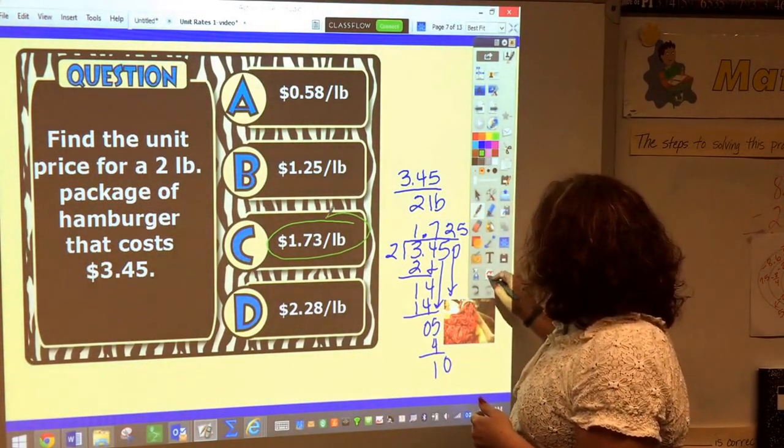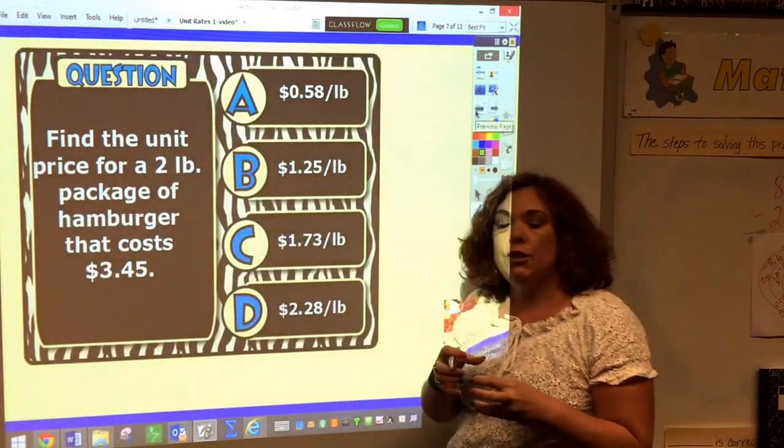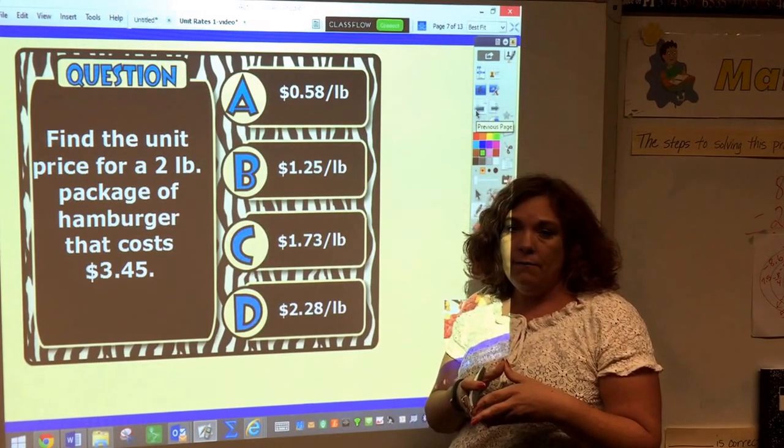So this is how unit rates work. Watch the next video on finding the better buy.